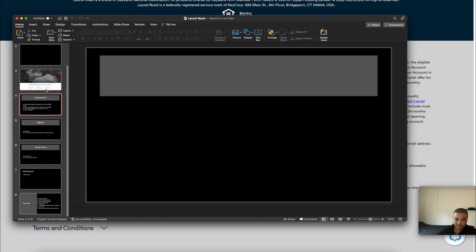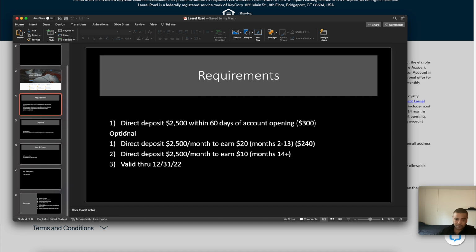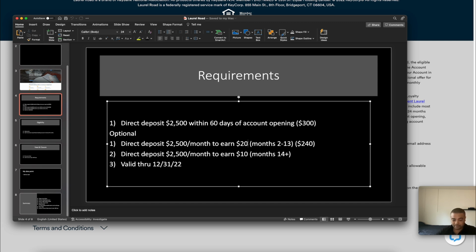So if we come back here and look at the requirements that we wrote out in our slide, number 1 was direct deposit $2,500 within 60 days of account opening to net you $300. Now I listed these as optional. What we said was, direct deposit $2,500 a month to earn $20. We should make that say per month. Sometimes I leave a mistake in on purpose, because now we know a little bit better. To earn $20 per month, months 2 to 13, that's going to be $240 total.